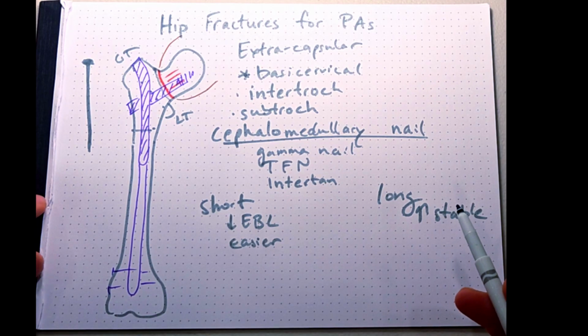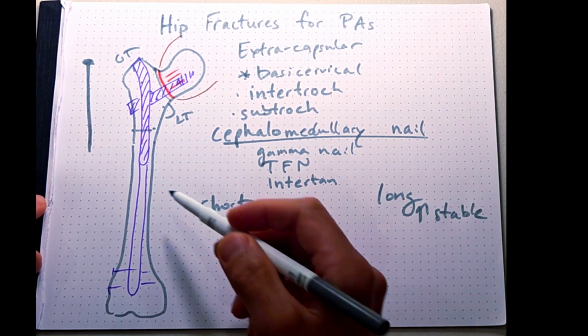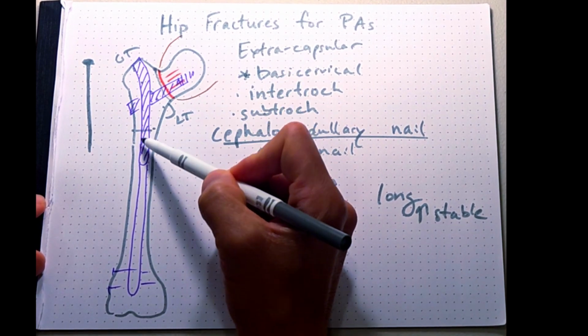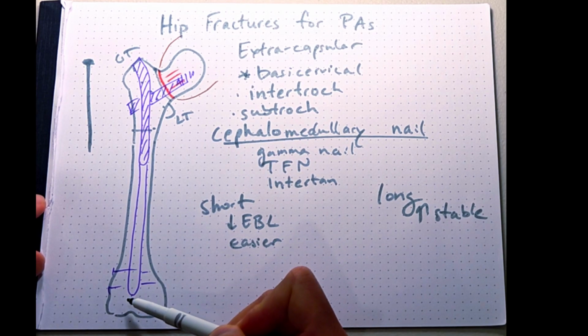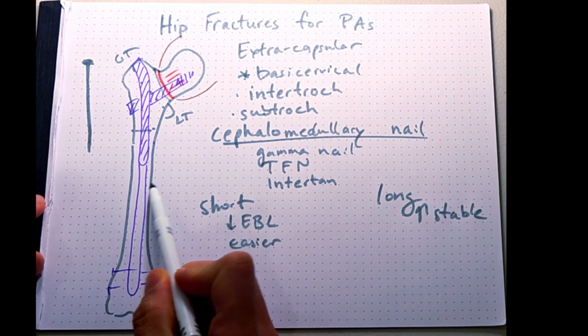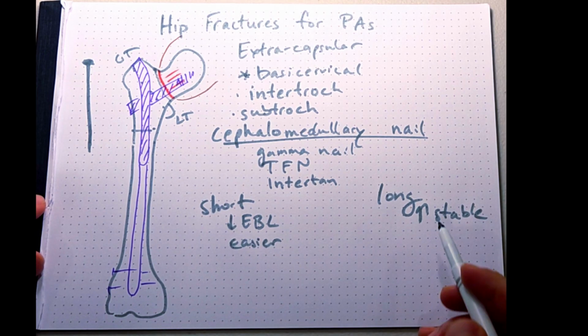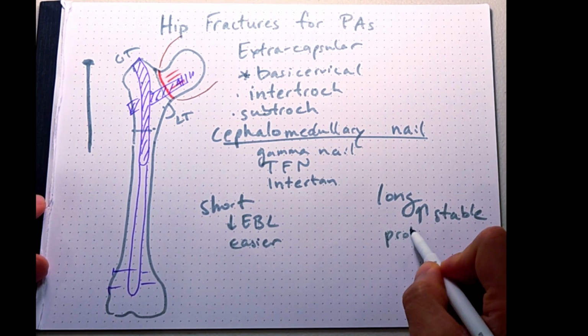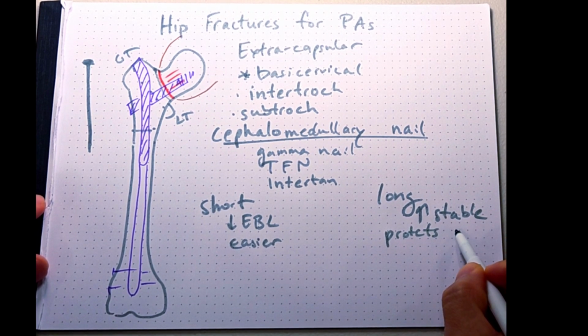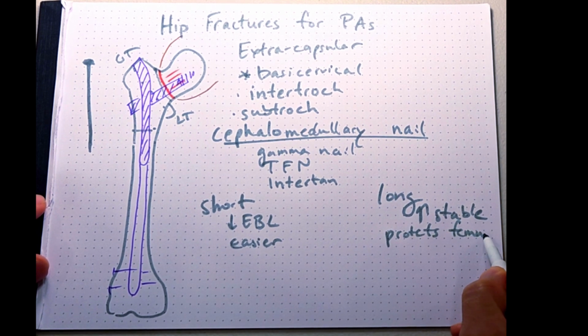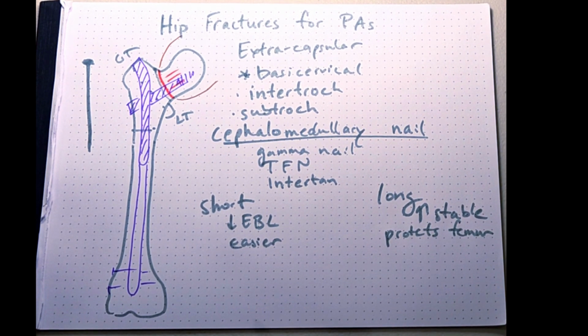The other advantage of a long nail is that you're protecting the entire femur. So if there's a piece of metal spanning your entire femur, if you should fall, you're less likely to fracture the distal part of the femur. So it protects the femur. So that's the short and the long of it.